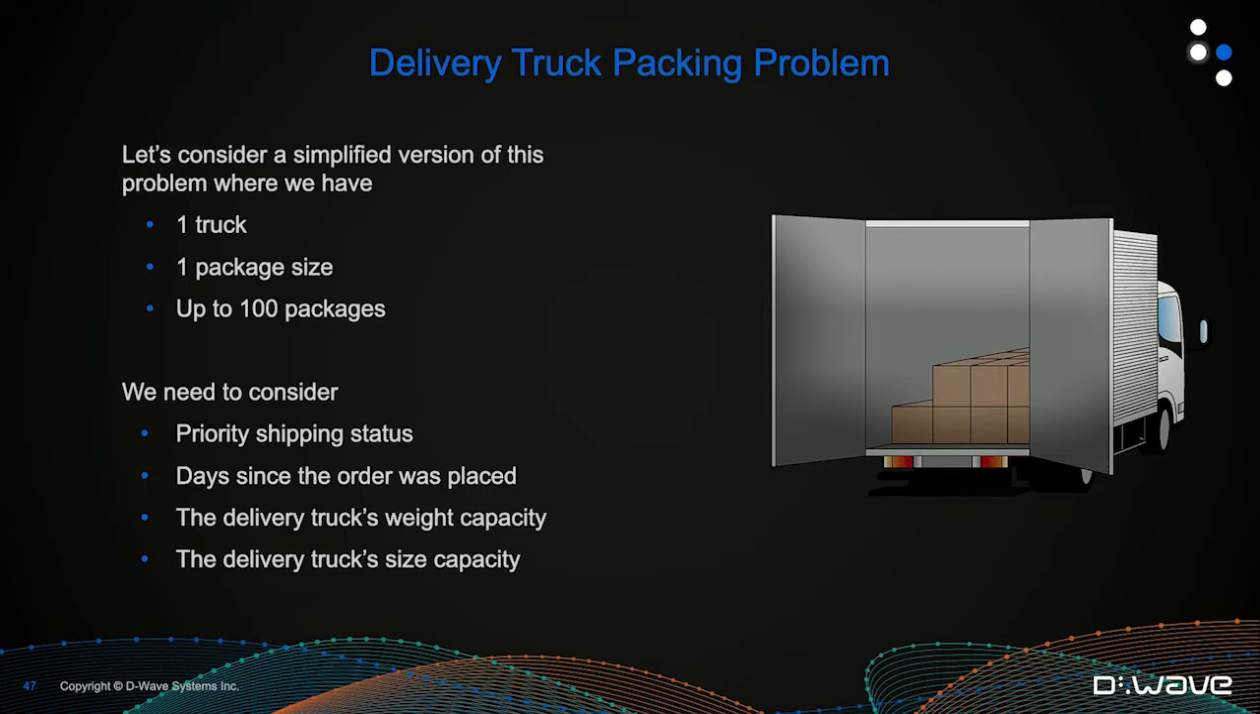We're going to look at a simplified version of this in this example. So we're just going to consider a single truck. We're also only going to consider a single package size. That way we know how many packages can fit in the truck and we don't have to think about orientation, like in a 3D bin packing problem. It's a lot more simple to just consider one package size. So we'll just do that for the sake of this example.